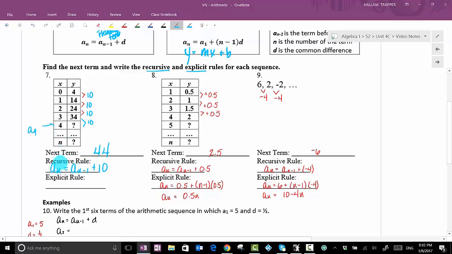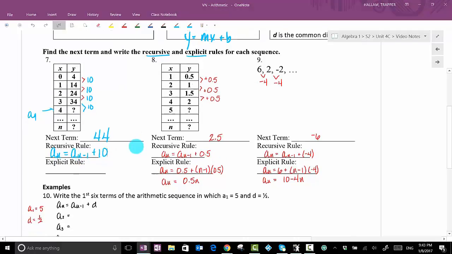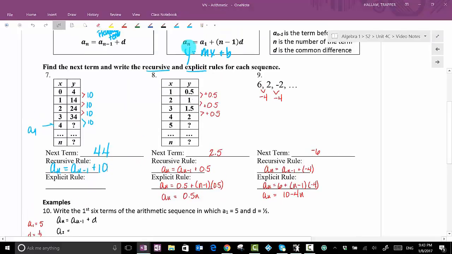If you said you wanted to find the 100th term, you'd have to know the 99th plus 10. Again, that's limited. You don't want to do that. That would take a lot of calculations. The explicit rule, though, let's leave this just a little bit further down.